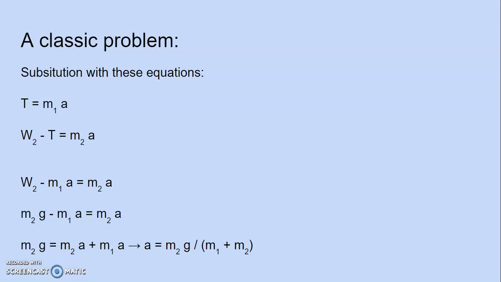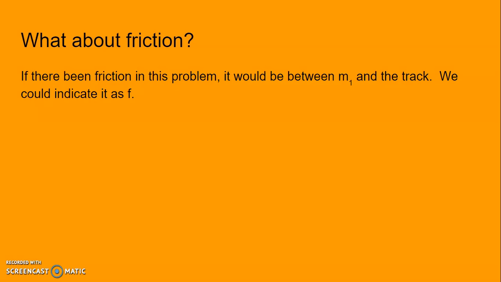They, of course, can get a little bit trickier, and they will. Like, for example, if there had been friction, it would be between the car M1 and the track.